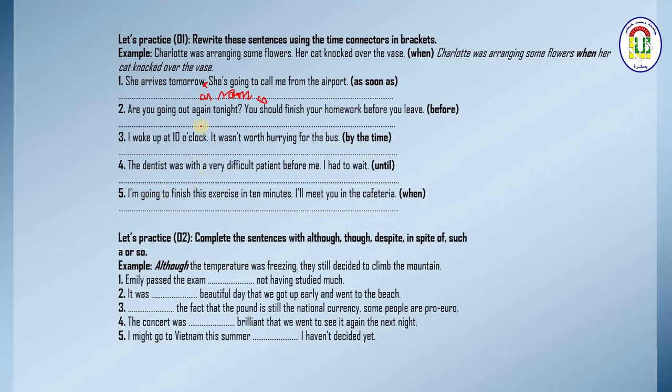The main clause is she is going to call me from the airport, and she arrives tomorrow. I either take this one and put it here, okay, or I take this one and put it here, okay. This is procedure number one. I say she arrives tomorrow, it will be the second. She is going to call me from the airport will be the first. So I'm going to say what? She is going to call me from the airport as soon as she arrives tomorrow.